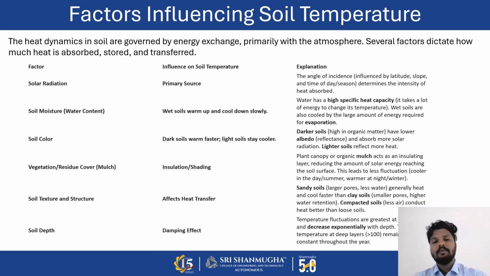The next one is the soil depth. Due to the soil damping effect happening with respect to soil depth, the temperature fluctuations are greatest at the surface and decrease exponentially with the depth. The temperature in deep layers, greater than 100 centimeters, remains relatively constant throughout the year. So that is called the damping effect. Okay, we can move to the next slide.